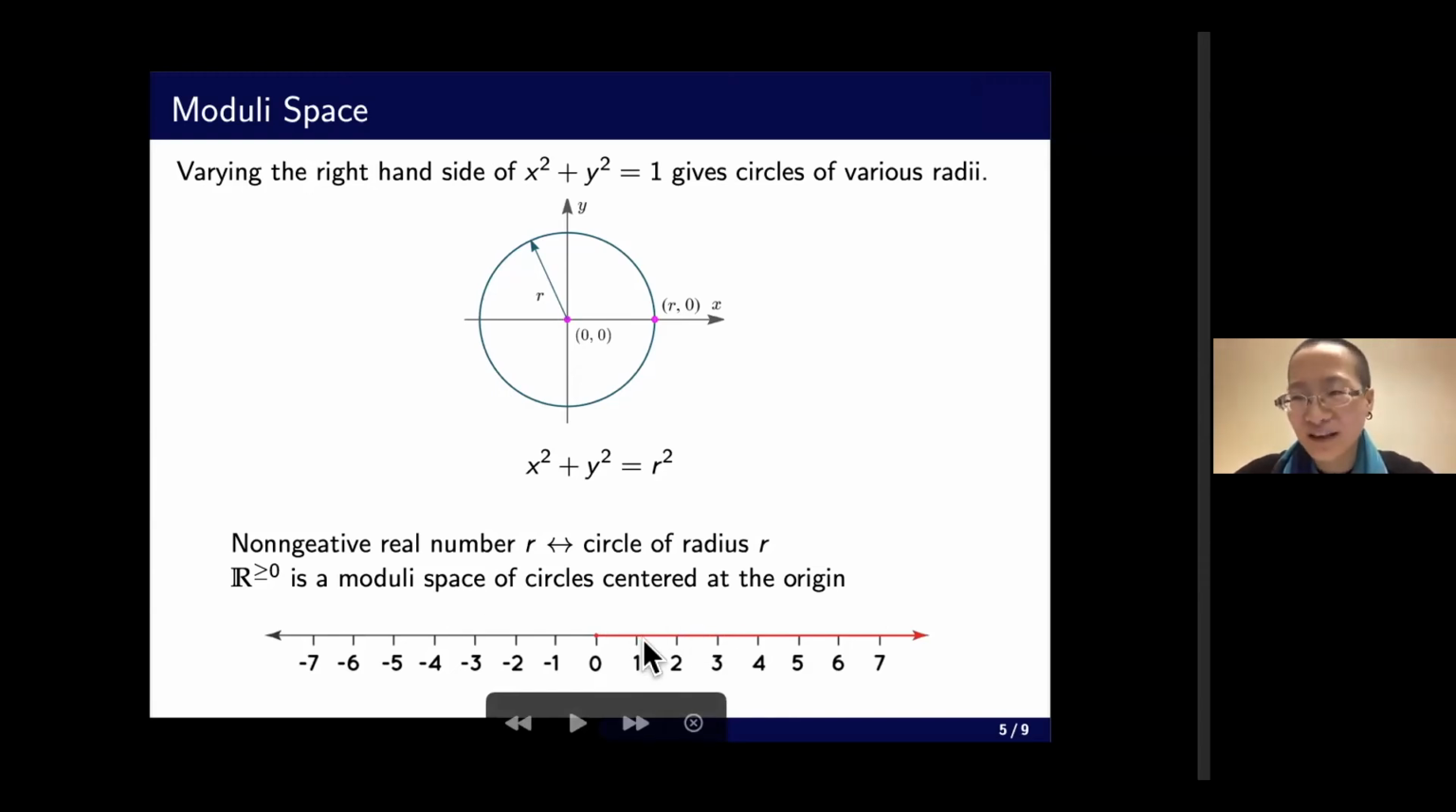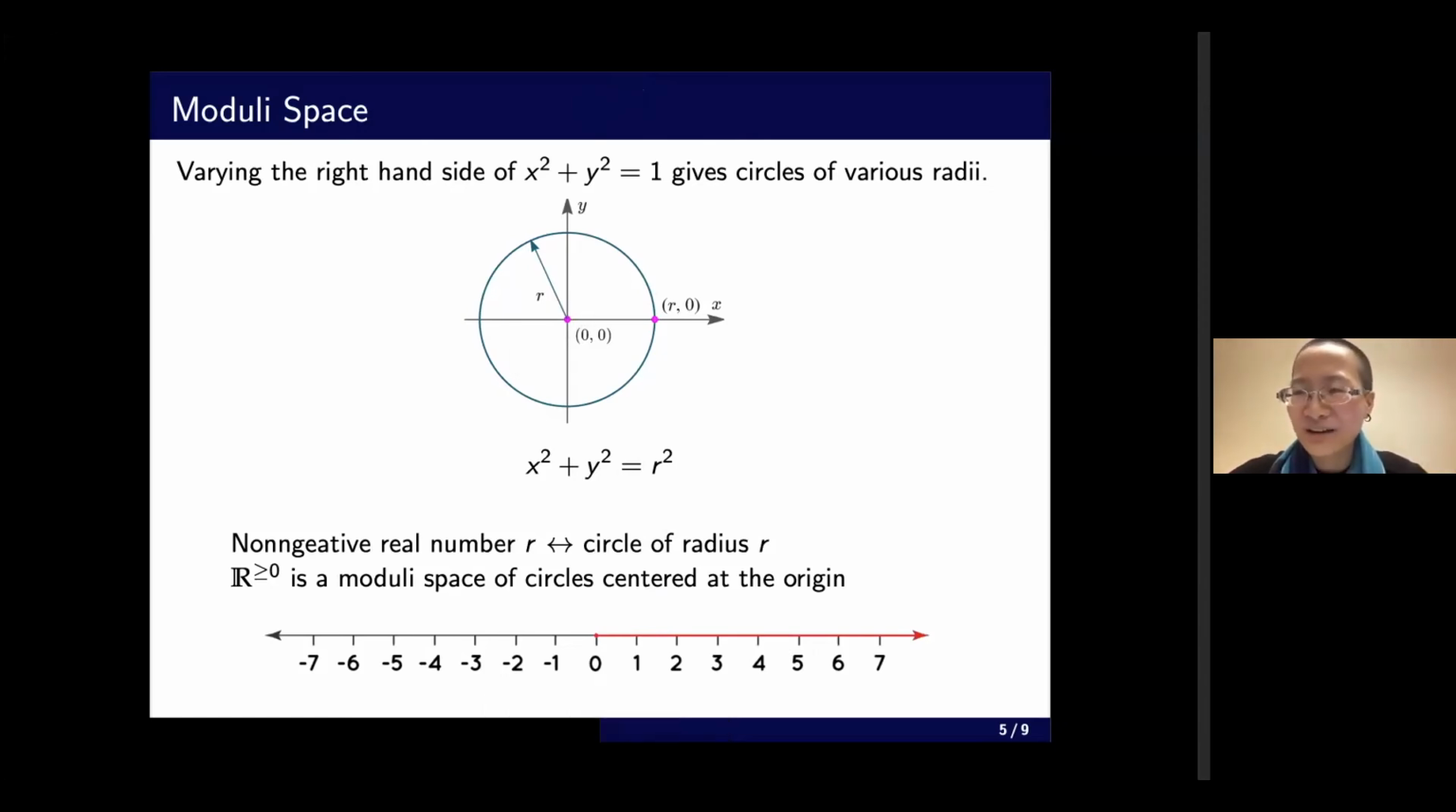So if I just take the point 1 in the moduli space and multiply it by 2, then well, the result I get geometrically is, well, I expand the circle's radius by 2. Right, so we get this kind of correspondence between how you can vary between points inside a moduli space versus how you can modify or how you can perturb your geometric object.